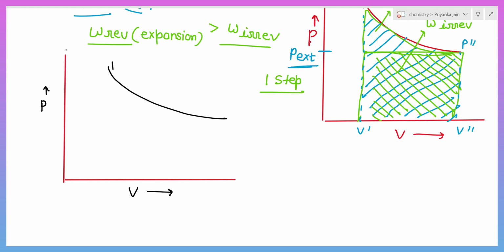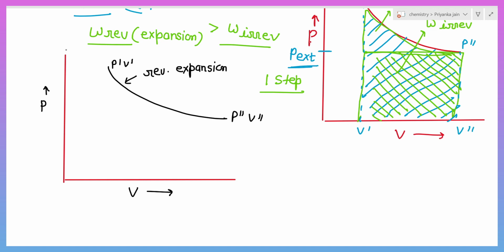Okay, the system is going from pressure P dash and volume V dash to pressure P double dash and volume V double dash. This is the process of reversible expansion. Now we want to see the case of the irreversible process.